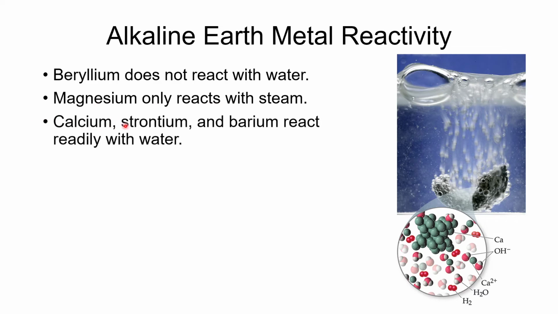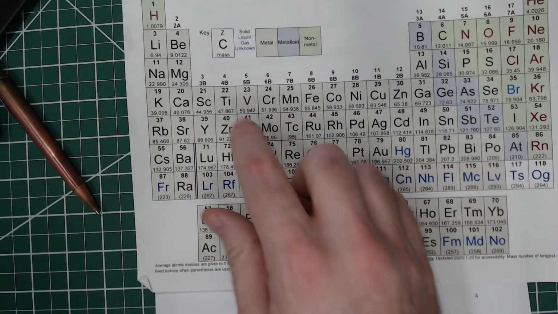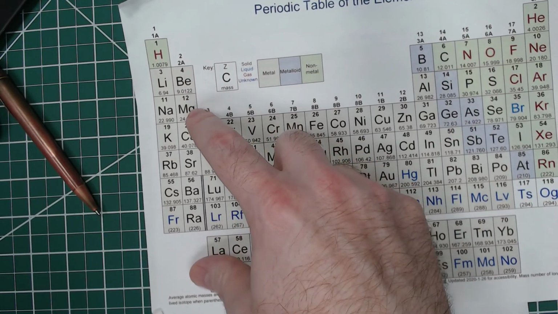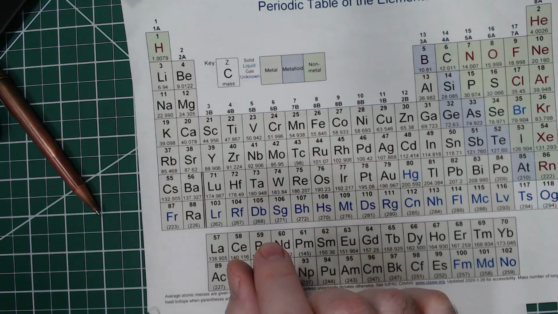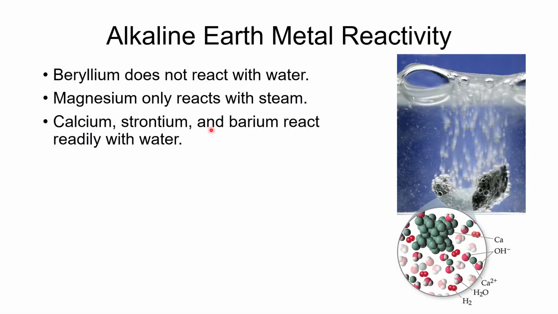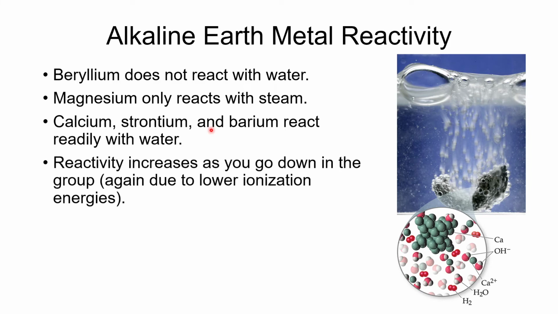And then calcium, strontium, and barium, the bottom 3 in group 2. And again, here I'm going to show you the periodic table. So beryllium doesn't react with water, magnesium reacts with steam, and then calcium, strontium, and barium will react pretty vigorously with water. So the reactivity does increase as you go down in that group. And again, that's due to the low ionization energies as you go down in the group. So ionization energies decrease when you go down in any group.